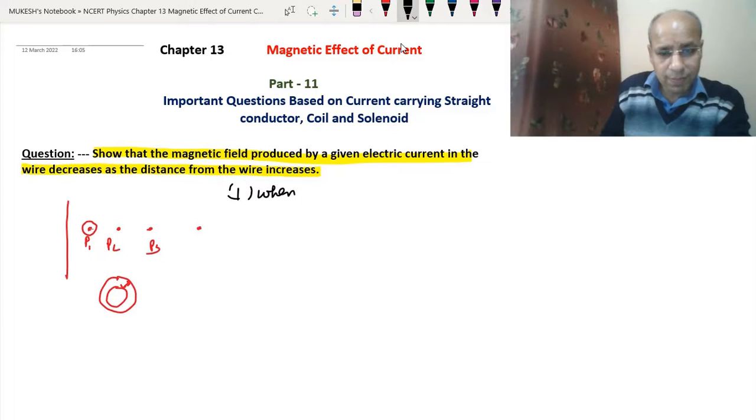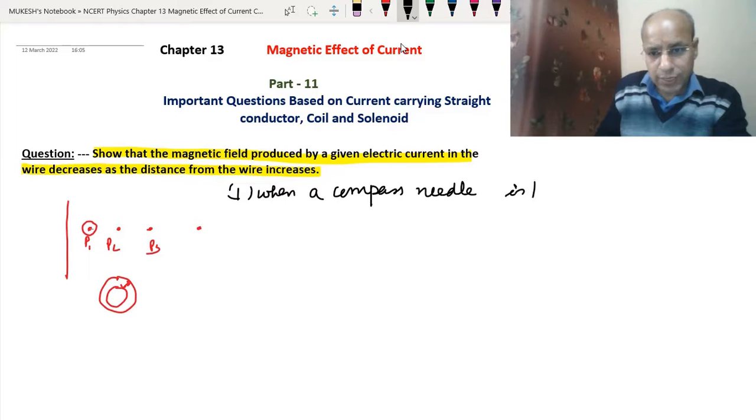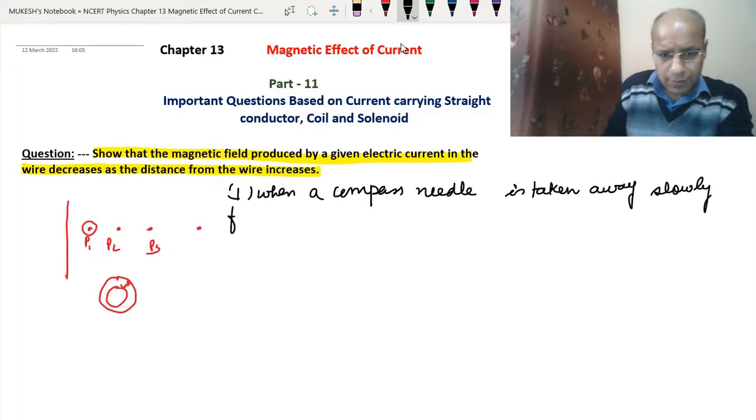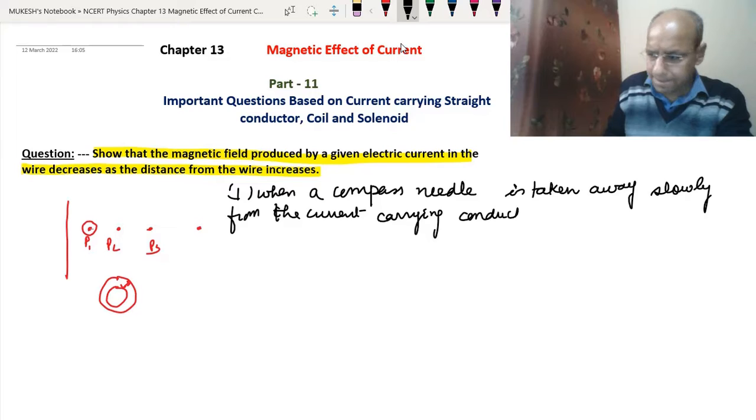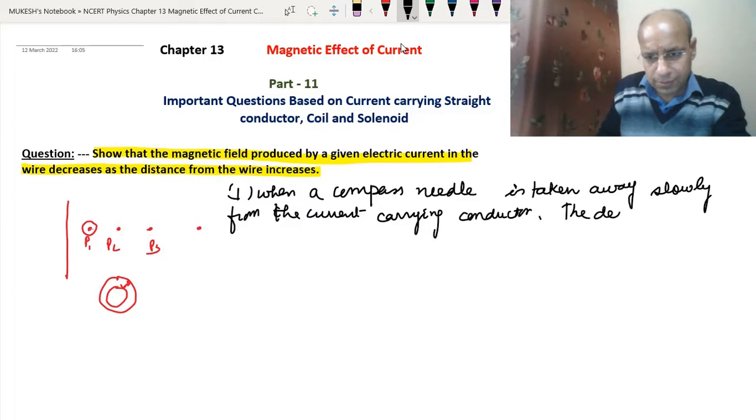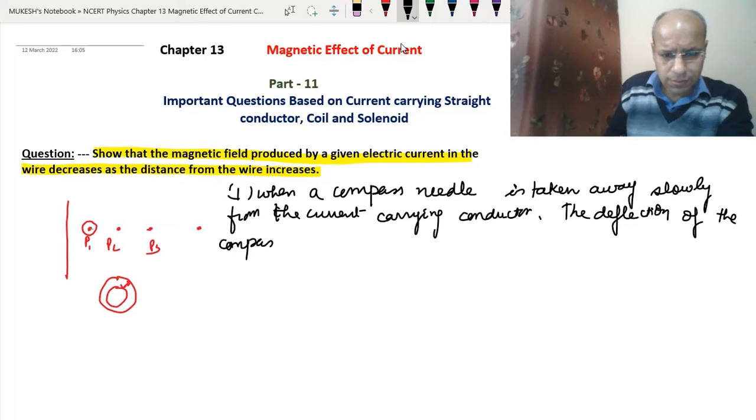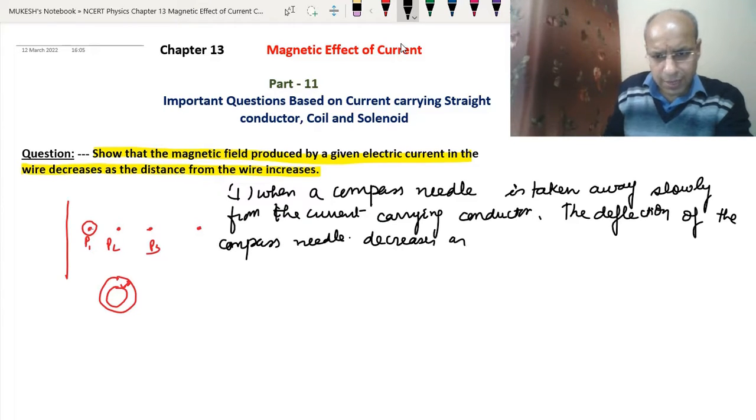When a compass needle is taken away slowly from the current carrying conductor, the deflection of the compass needle decreases as we move away from the conductor.